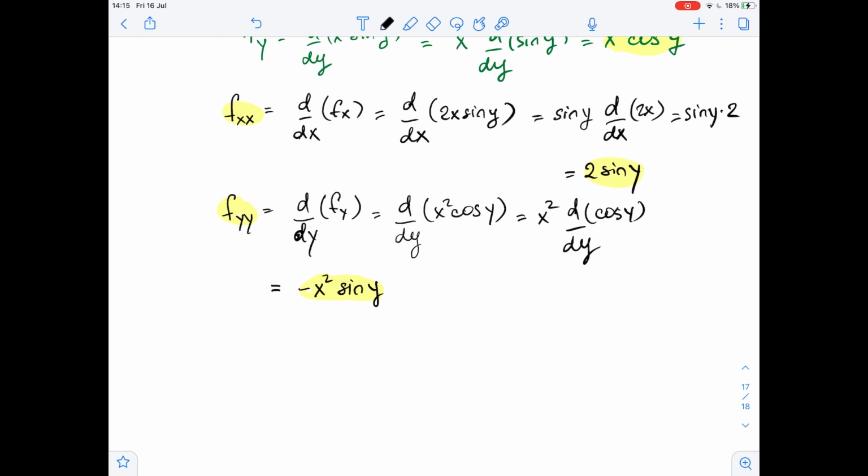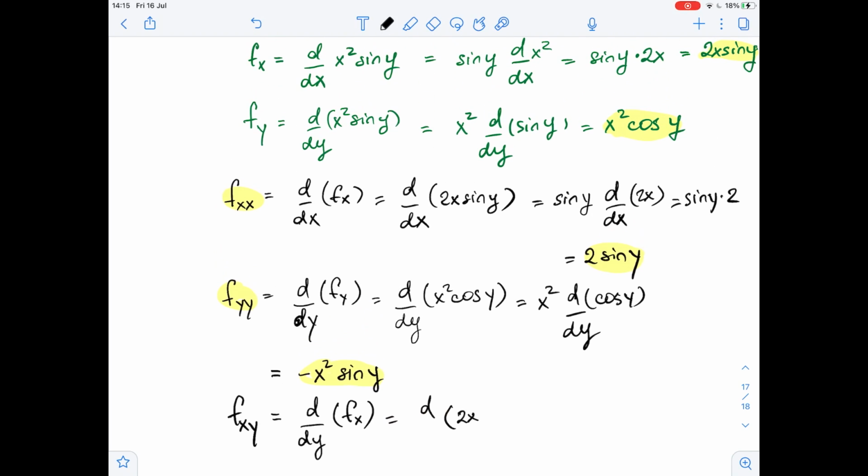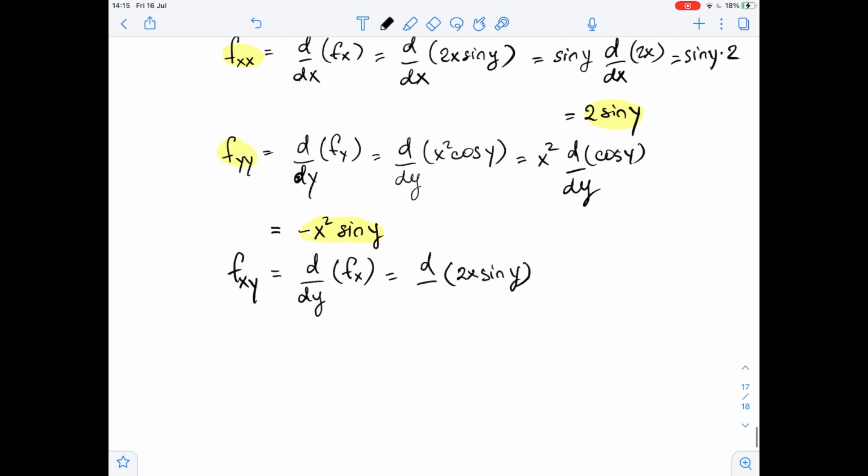Well, now let's find fxy. So it equals the derivative of fx with respect to y. So it equals the derivative of fx, which is 2x times sine y, with respect to y.